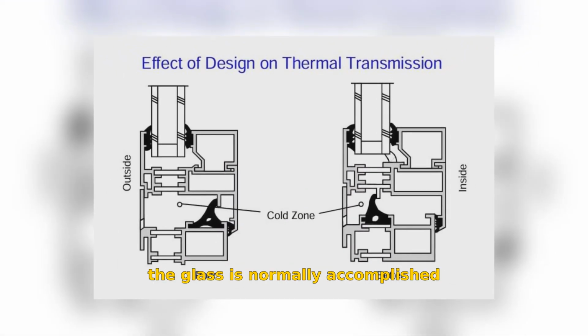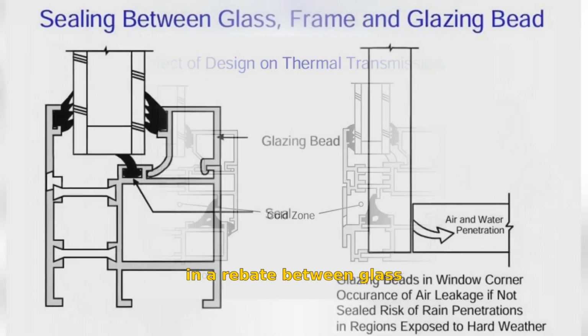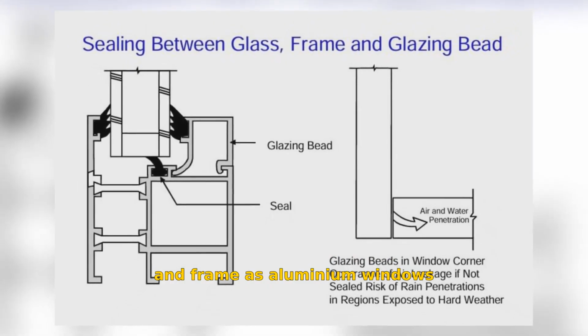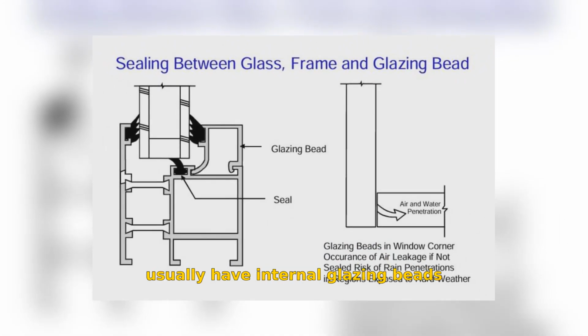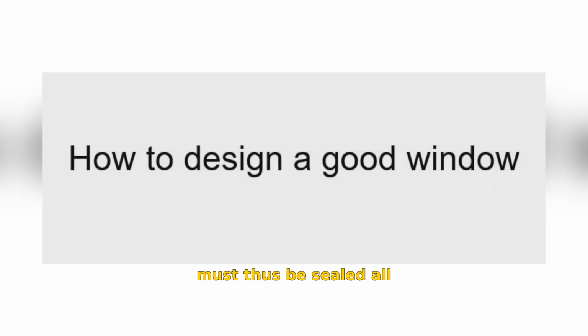Sealing round the glass is normally accomplished by cutting off the strips slightly over long and pressing firmly together in all corners. This appears to be a sufficient and rational solution. In regions which are especially exposed to wind, it can be a good idea to lay in a seal in a rebate between glass and frame, as aluminium windows usually have internal glazing beads which can never be completely sealed where they abut each other in the corners. The glass must thus be sealed all the way round.